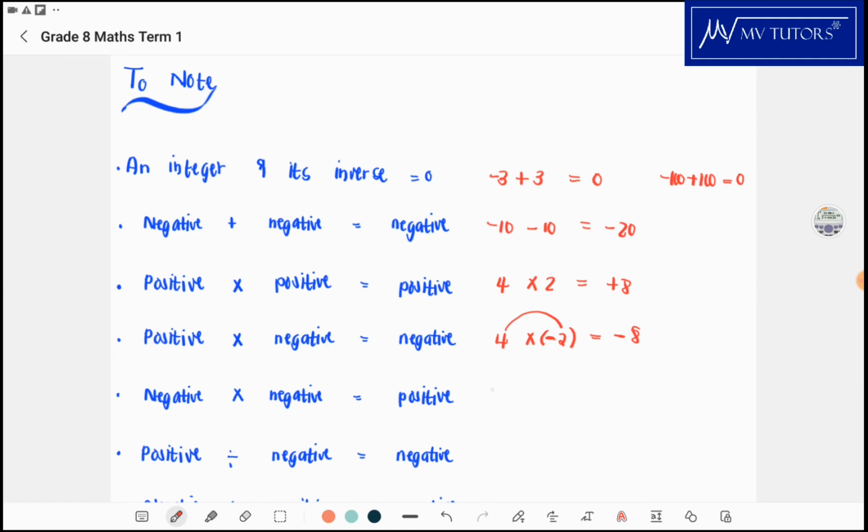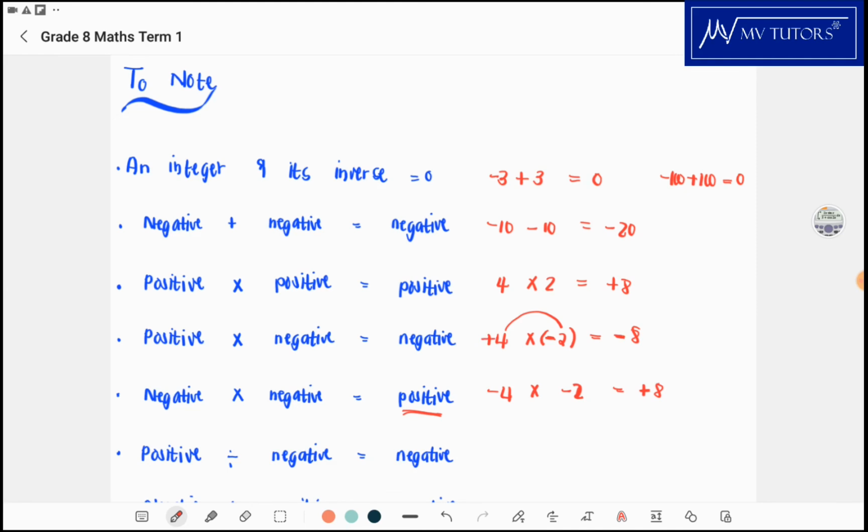Now what if we get a negative number and we multiply it by a negative number? All right, so a negative and a negative will give you a positive. Okay, and 4 times 2 would be 8. Okay, so basically a negative times a negative number will give you a positive number. Okay, here we had a positive 4 multiplied by negative 2.